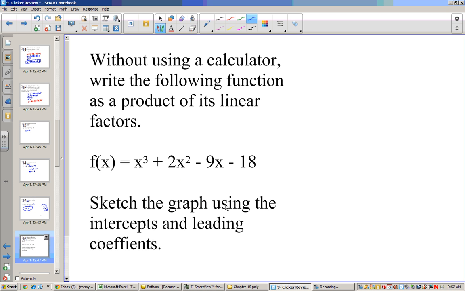So without using a calculator, write the following function as a product of its linear factors and sketch the graph using intercepts and leading coefficients. So pause it for a couple minutes and try to figure this out.